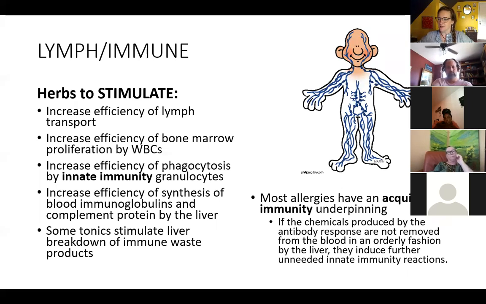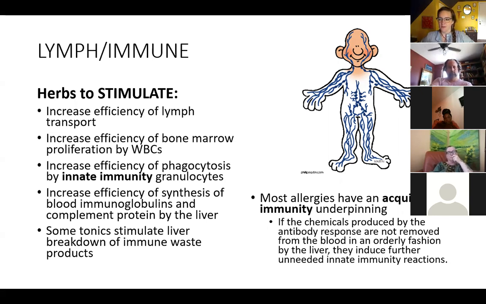Increasing efficiency of phagocytosis by innate immunity granulocytes. Your innate immunity is the immunity that is given to you. Your adaptive immunity is the one that, as you come in contact with pathogens throughout your life, your immune system adapts, but your innate immunity is the one that's given to you.